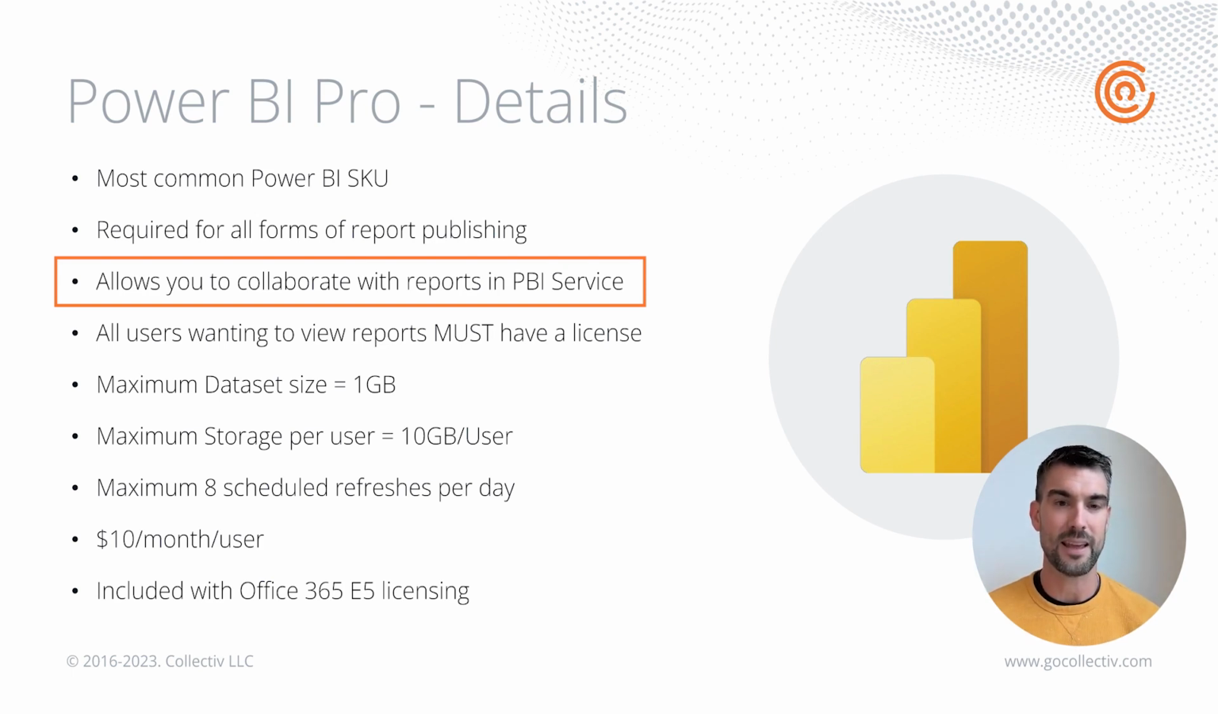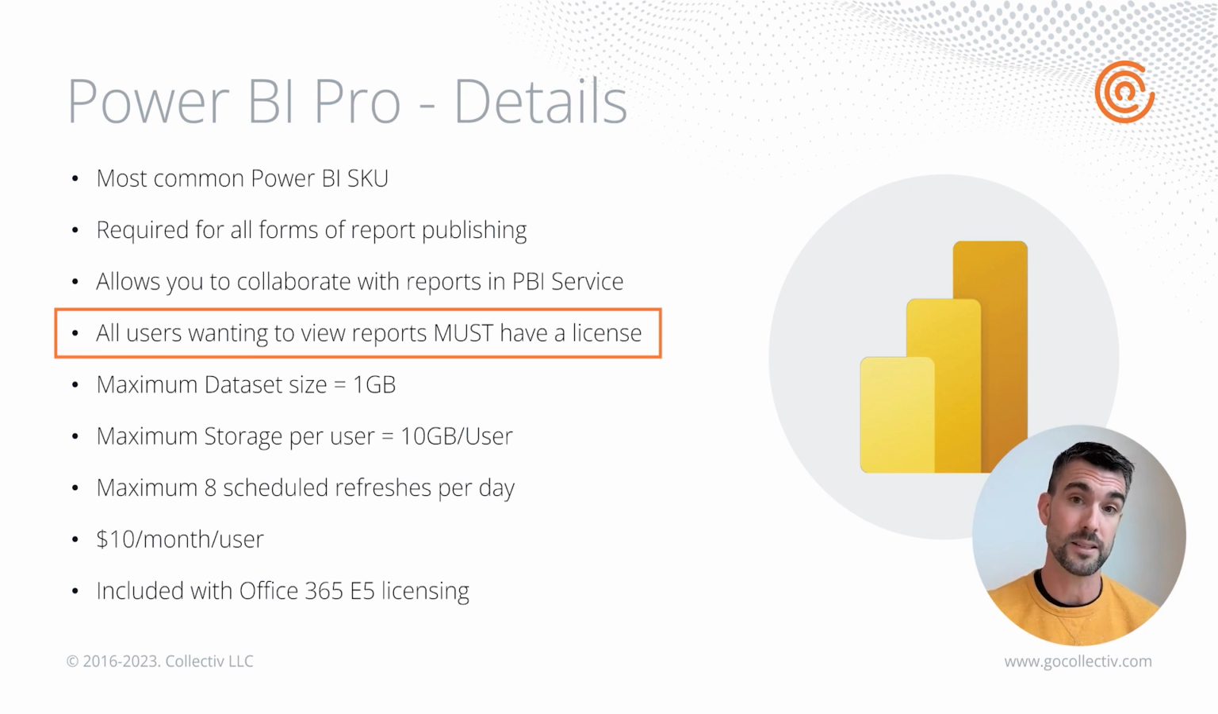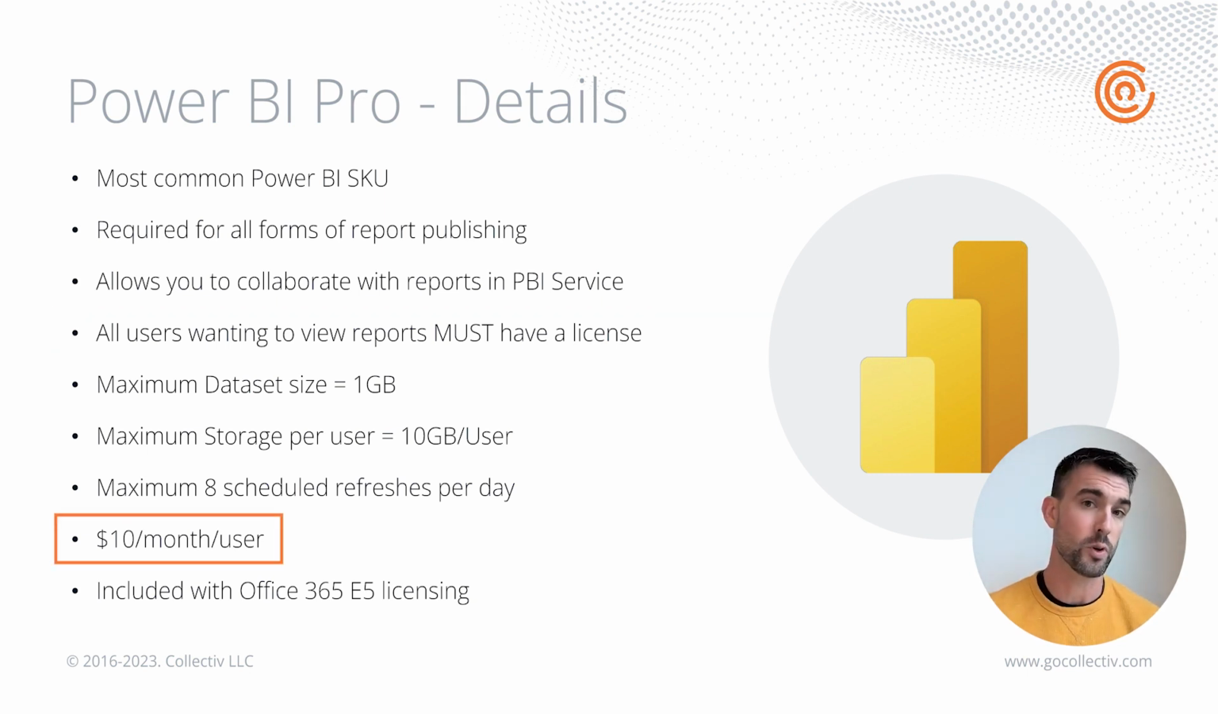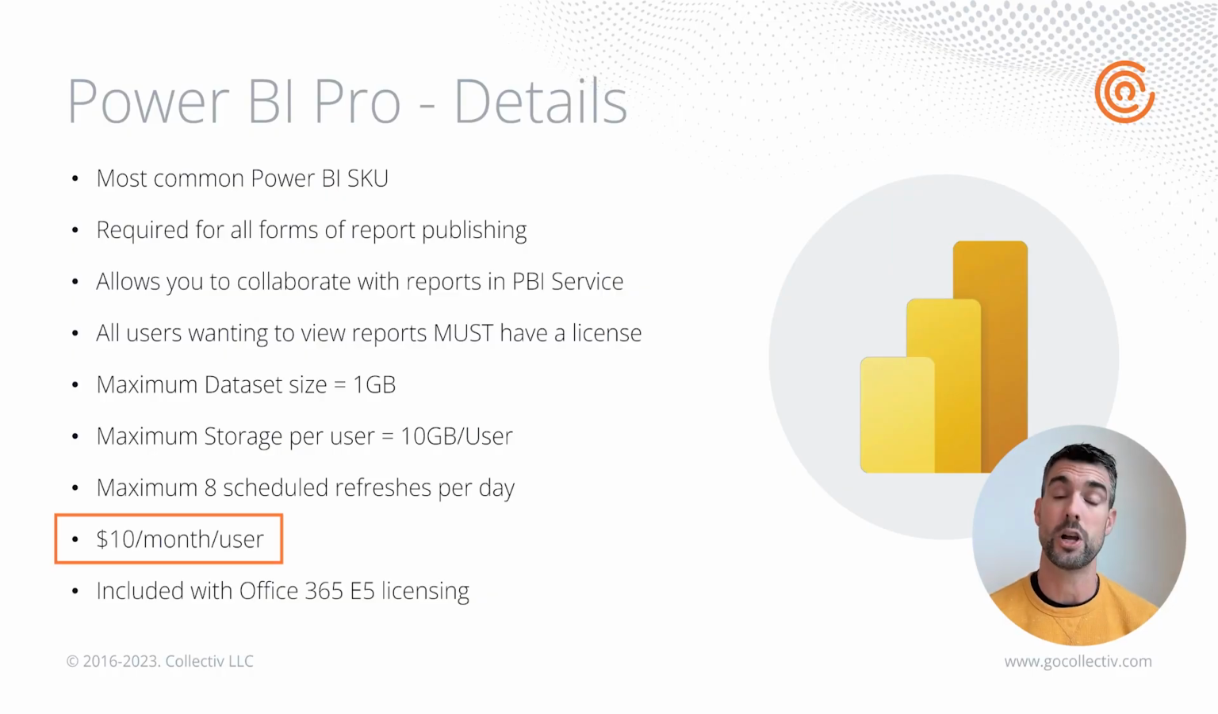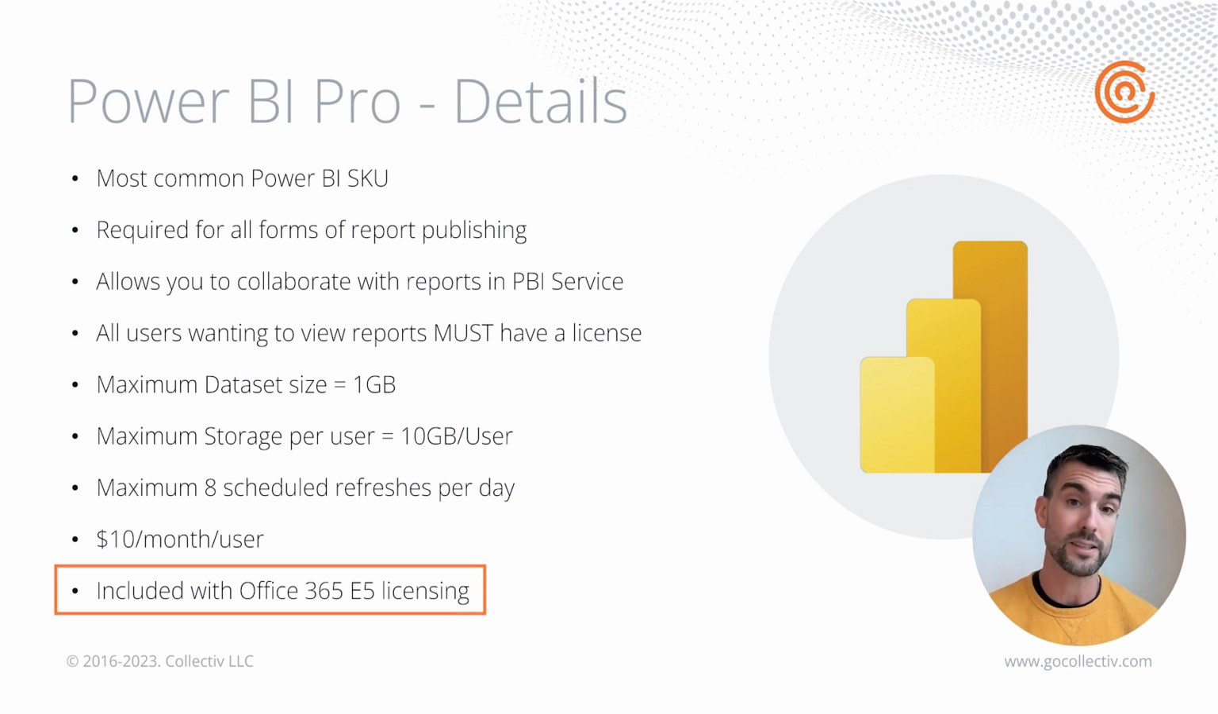So for this slide that we're looking at right here, this is assuming that there's no Power BI Premium involved. If I have Power BI Pro in my organization, in order for me to share my report with another individual in my organization, they will also need to have a Pro license. And that Pro license costs $10 per month per user. So if I have 10 users and we all need to be viewing and collaborating on reports, that's going to essentially cost you $10 times 10 users, so $100 per month. One other thing I'd like to mention about the licensing aspect of it is that it is included with Office 365 E5 licensing. So if you have E5, you already have Power BI Pro.